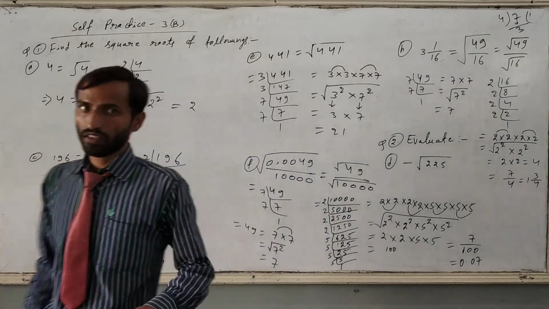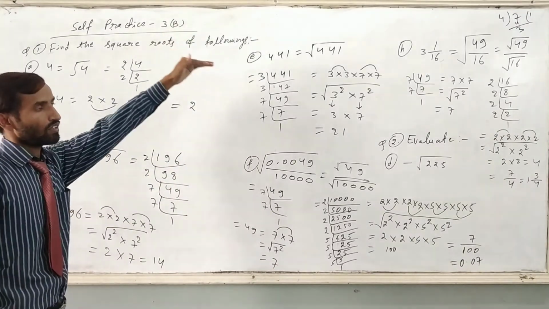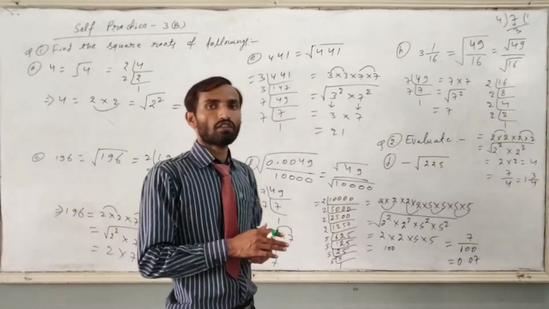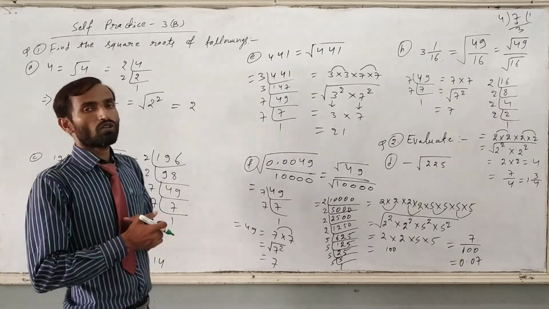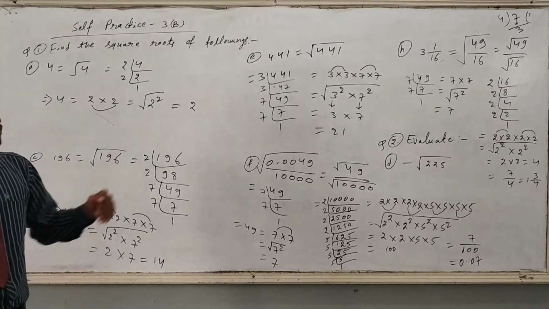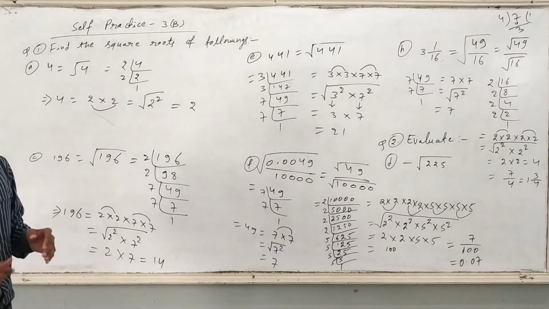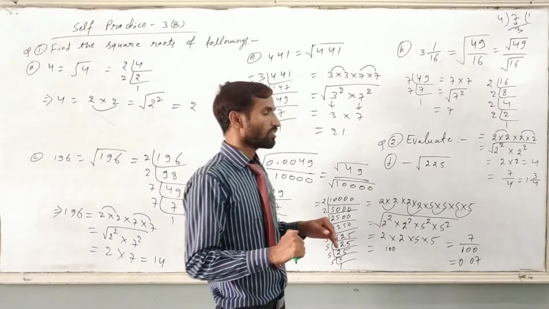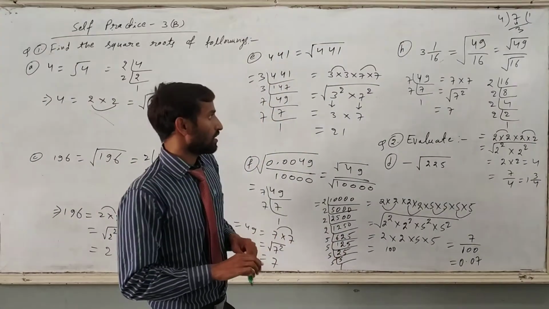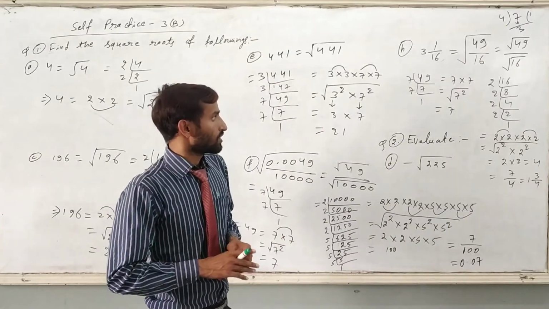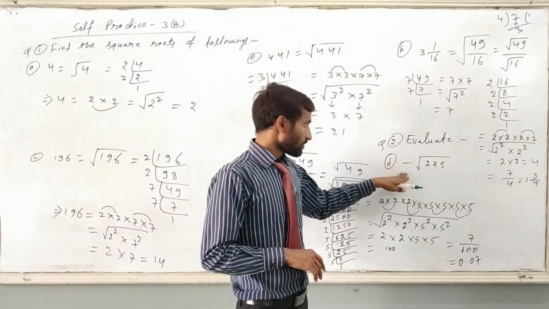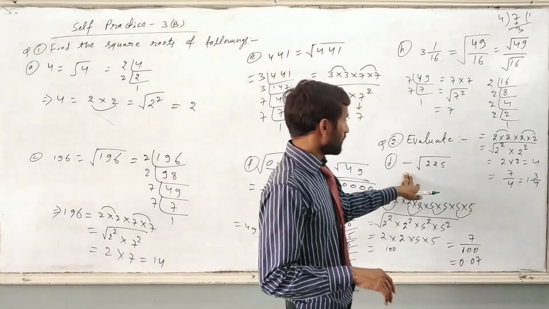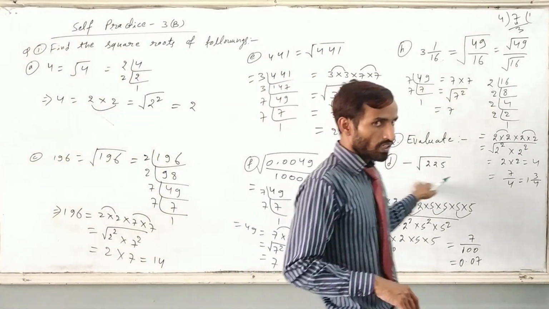So if you get this type of question, you have to find the square root of any fractional number. Just find the square root of numerator and denominator separately, then you have to put them again the same as in the fractional number. That will be the final answer. Now I want to explain question number 2 separately. I will explain in the next video.